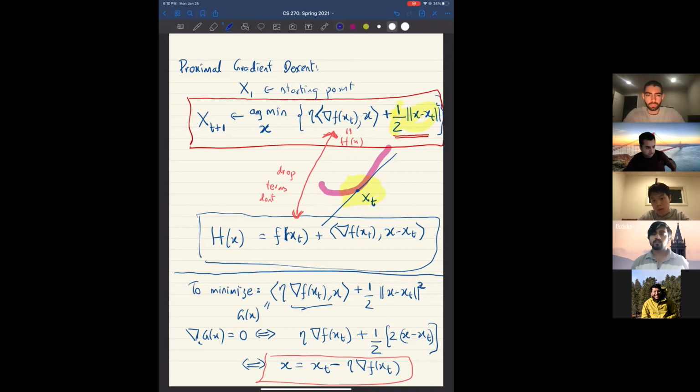Right. So with regards to experts, we'll see that you put a different regularizer, which is the KL divergence, and you will recover the expert's algorithm. So different choices of regularizers you put there give you different algorithms, and they're suitable for different geometries of the problem.